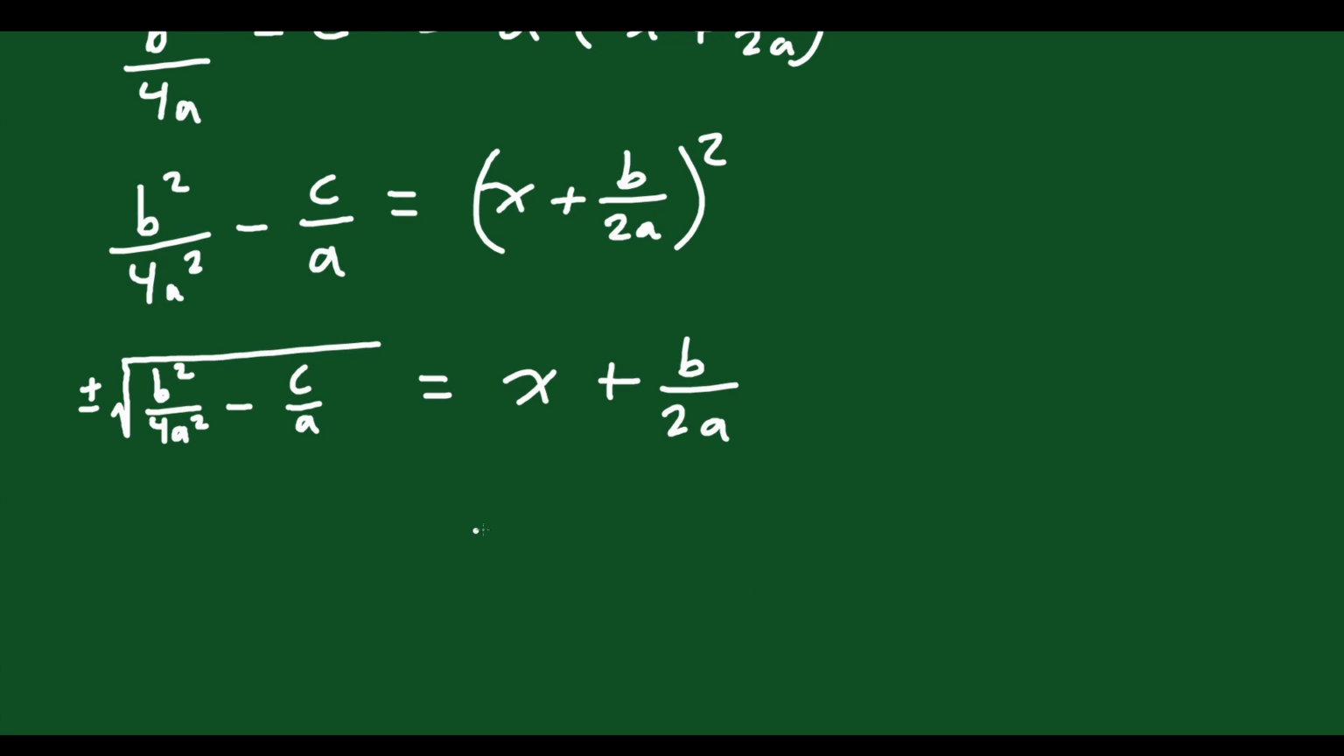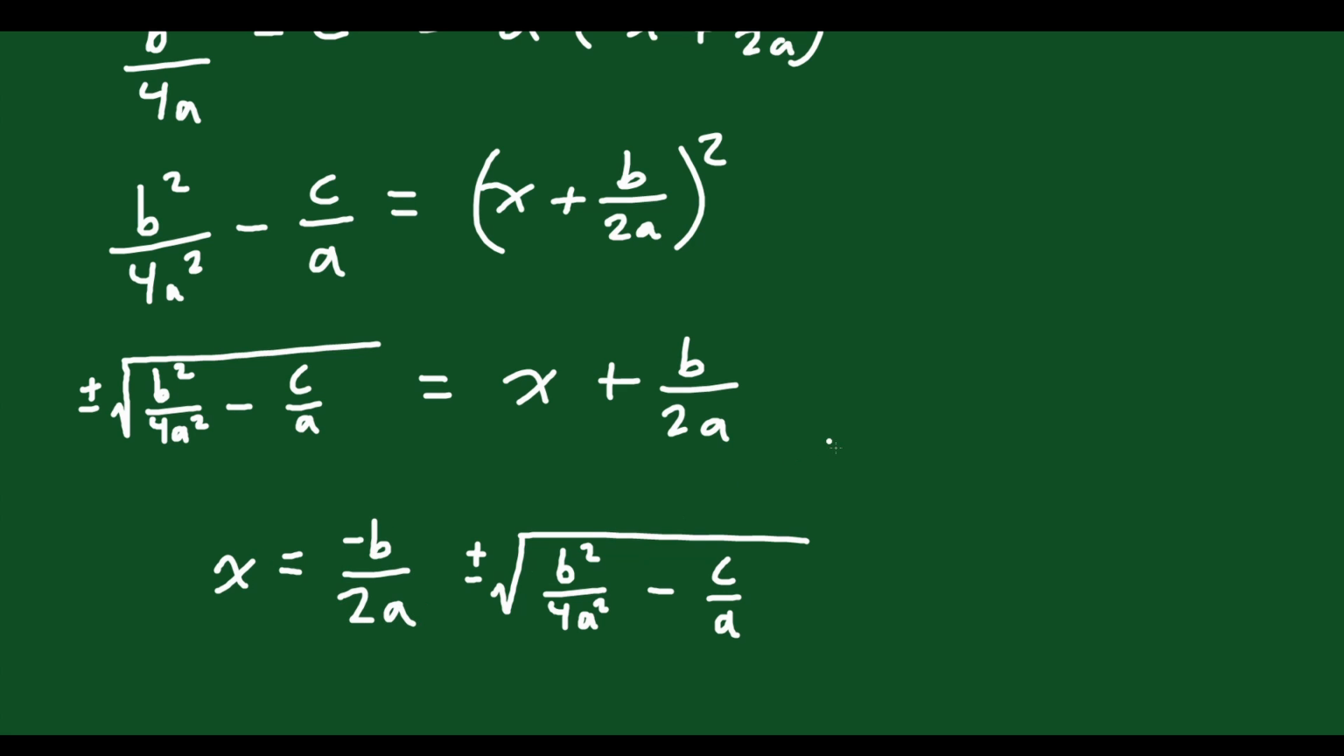Next, I'm going to just switch some things around here just quickly. So x equals, so this is going to be the same. I'm going to have plus or minus my square root of b squared over 4a squared minus c over a. And this b over 2a would go to the other side. So in this case, it would come here. So I would get minus b over 2a, just like that.